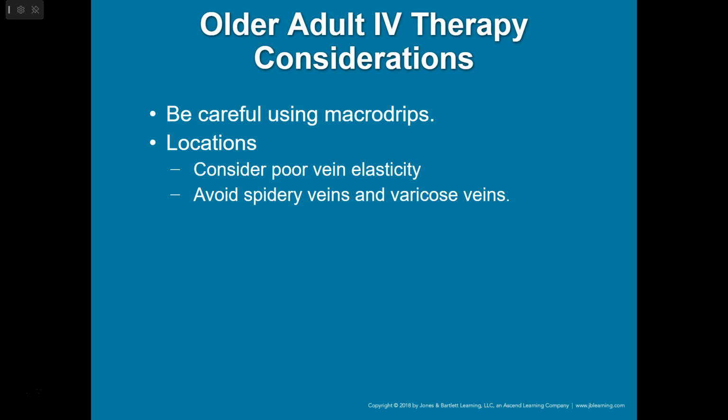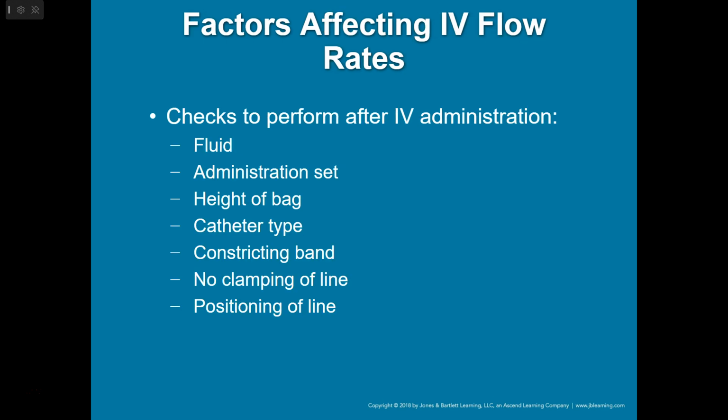Locations to consider. With older folks, their veins aren't as elastic. The elasticity there is poor. They're going to be more likely to roll. They're going to be more fragile. So you want to make sure you're getting good traction. Avoid spidery veins or varicose veins. Those are not ideal sites. They actually have poor blood flow. It's just kind of more stagnant blood there. So if it looks too good to be true there with the varicose veins, avoid that. Practice, practice, practice. That's all I can say.